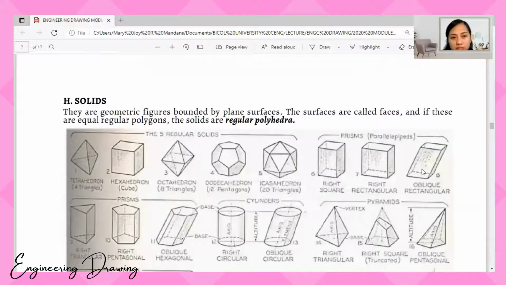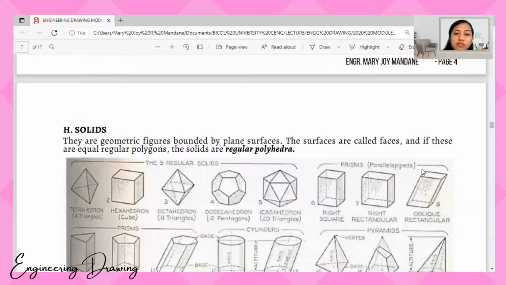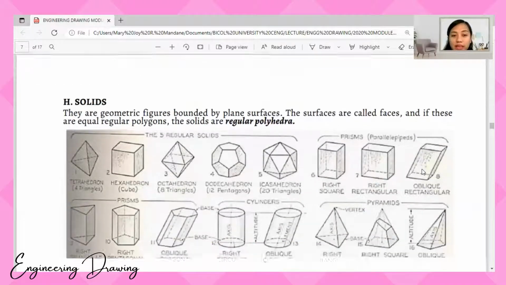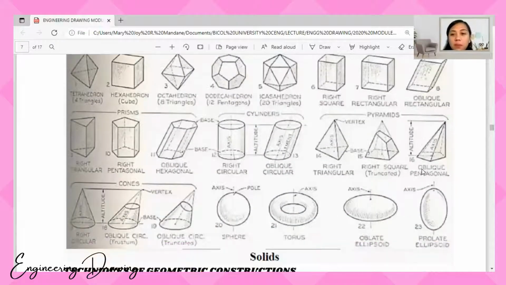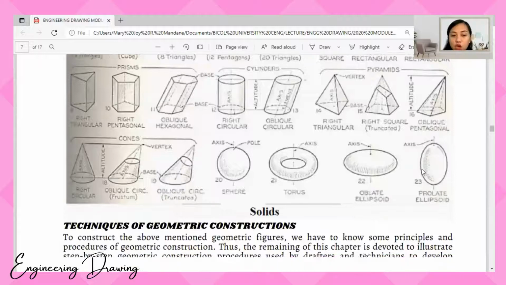Okay, for the solids, they are geometric figures bounded by plane figure surfaces. And the surfaces are called faces. And if these are equal regular polygons, the solids are regular polyhedra. So, hindi ko na siya iisa-isahin. So, just check it out. Ibibigay ko din naman tong copy sa inyo.